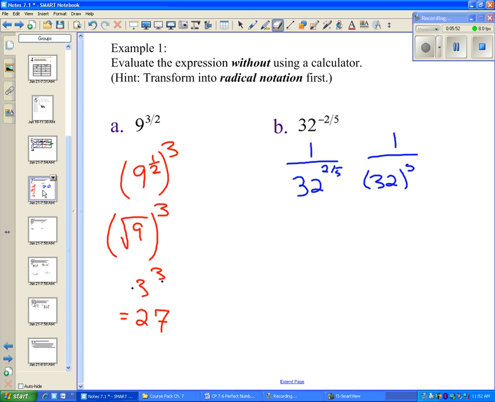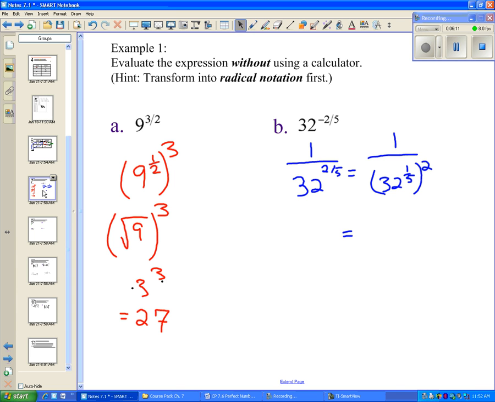Let me rephrase that. I'm going to break this up as 32 to the 1/5 power, squared. Again, this is doing the same thing. I'm breaking up the fraction. I'm deciding to do the fifth before I do the square.